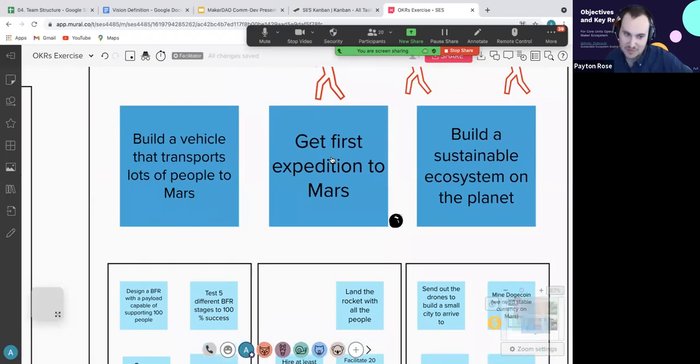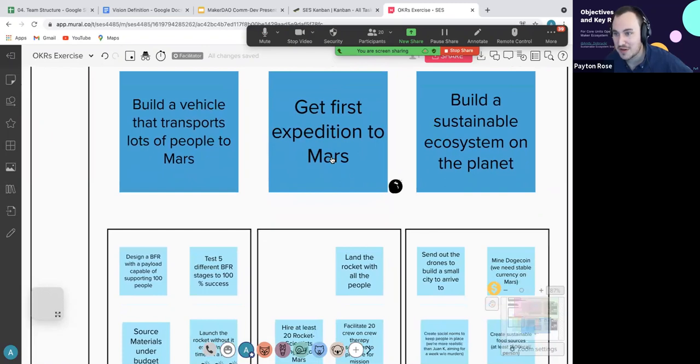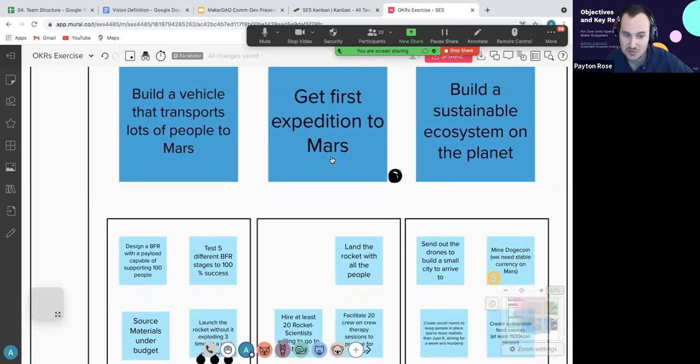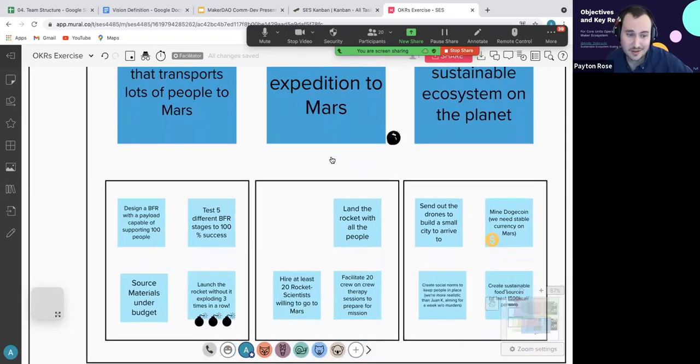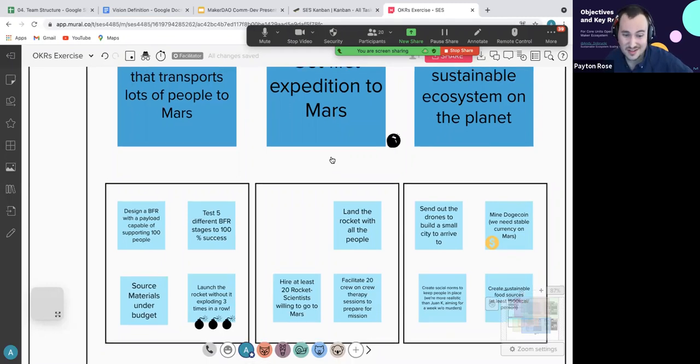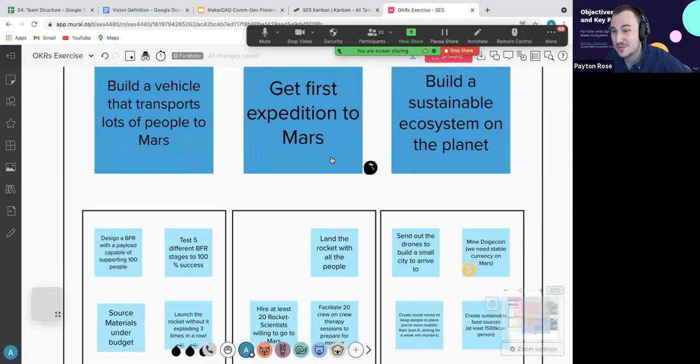So we want to build a vehicle that transports lots of people to Mars, get the first expedition to Mars, and build a sustainable ecosystem on the planet. Those were our objectives. For the first one, we said we need to design a BFR with a payload capable of supporting 100 people. Seems pretty reasonable. We're going to test at least 5 different BFR stages to 100% success. We're going to source materials under budget. And then we're going to launch the rocket at least 3 times in a row without it exploding.